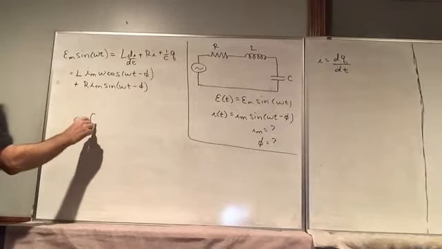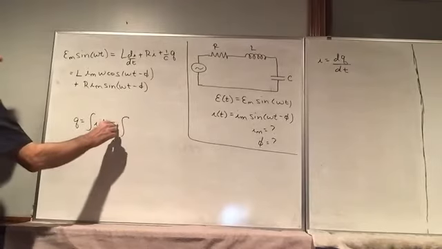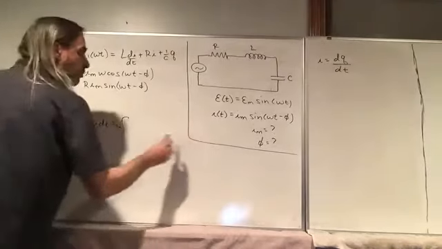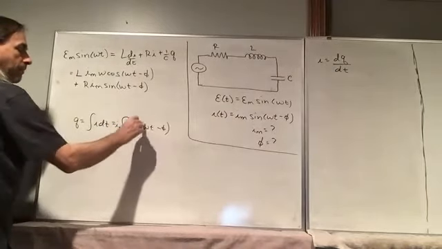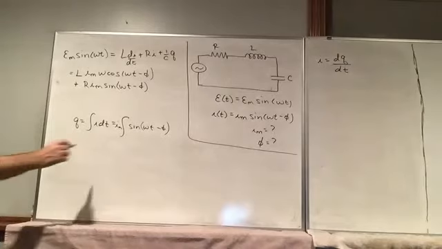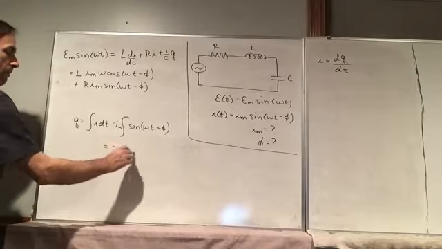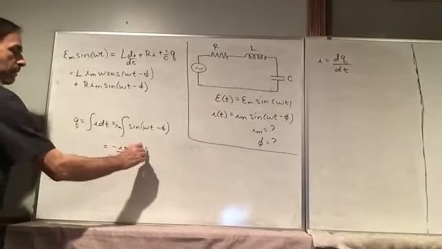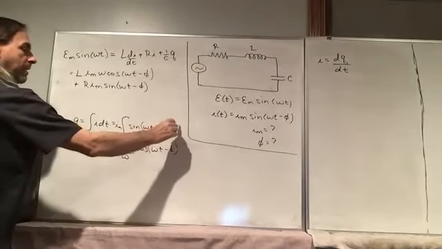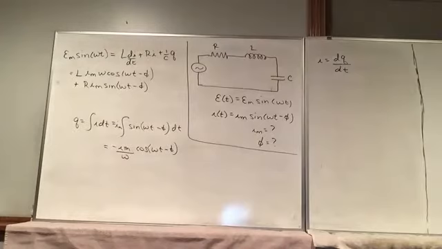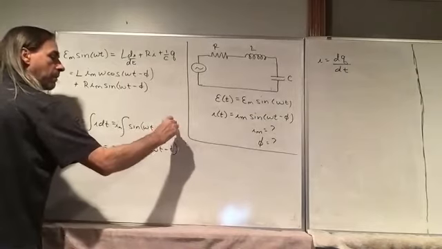Now, what about Q? So remember, I is dq/dt. So Q is the integral of I dt. So let's plug that in. We can take the constant out. So we're integrating sine(omega t minus phi). The integral of sine is minus cosine. And this was dt.